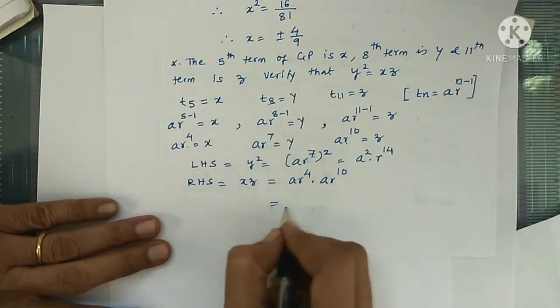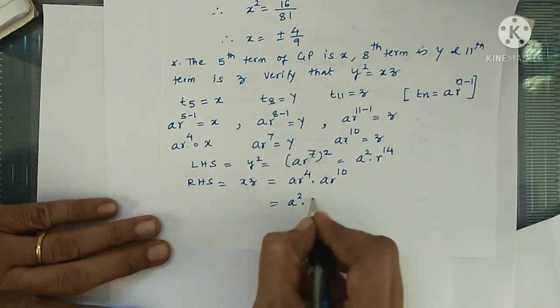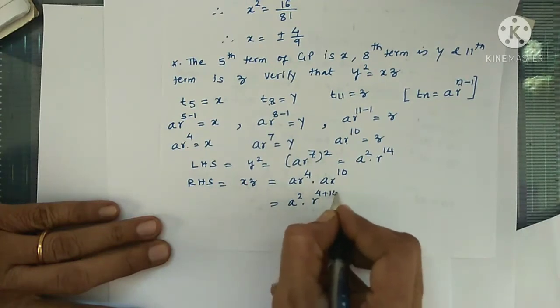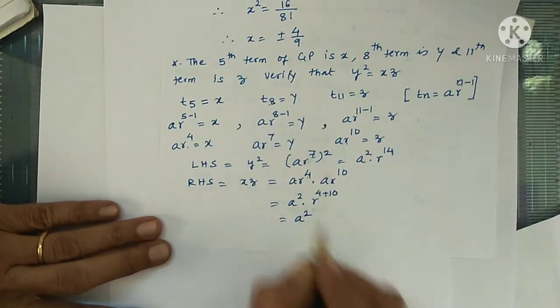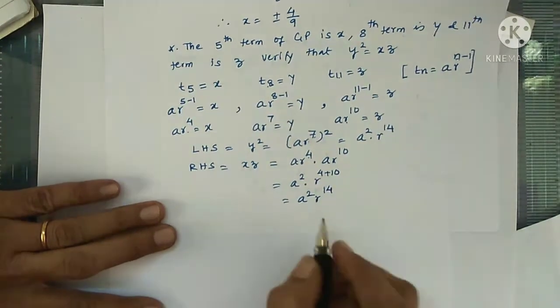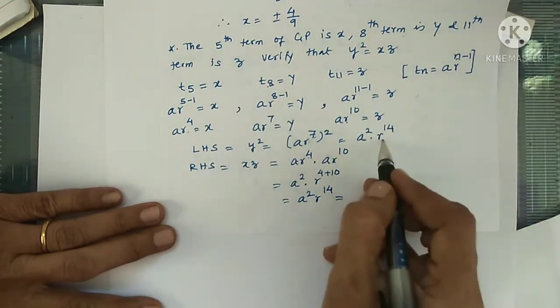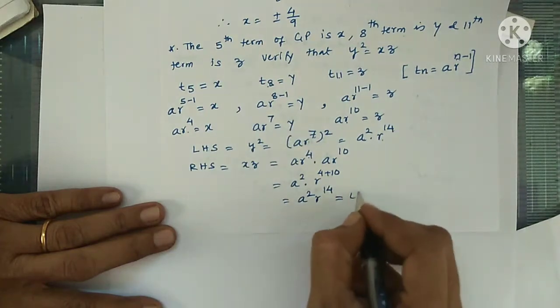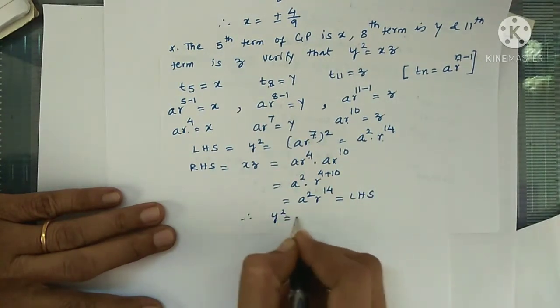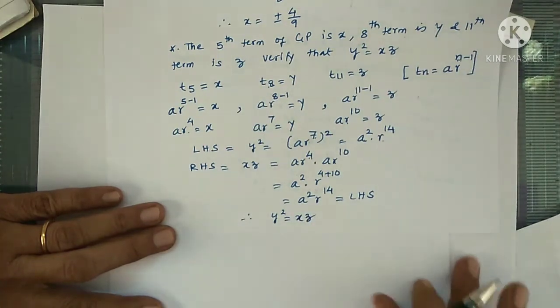So a into a becomes a square. And r raised to 4, r raised to 10. So we have to add the indices. So it is a square into r raised to 14. So a square r raised to 14 is LHS. Therefore, y square equal to xz.